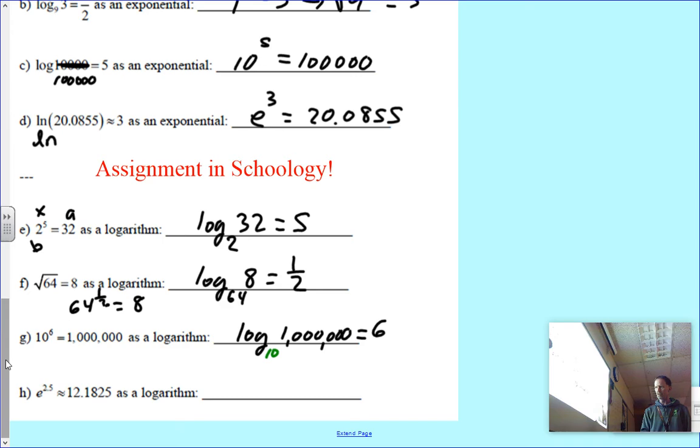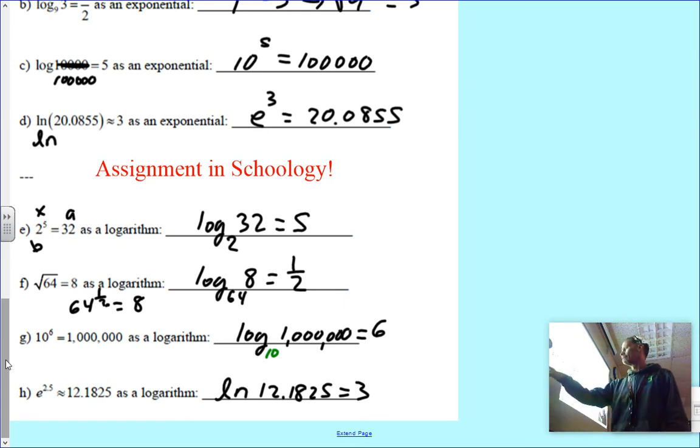And then the last one, e to the 2.5, you'll definitely never see this written as a base. Again, if you see e, it's automatically ln. So you can do ln of 12.1825 is 3. And that's it. That is the whole deal with writing exponentials as logarithms or logarithms as exponentials using the definition of a logarithm.